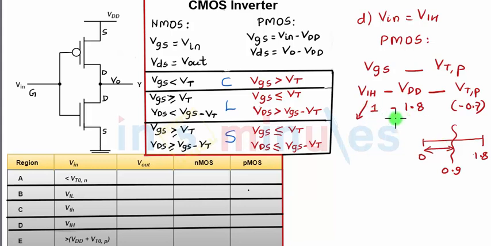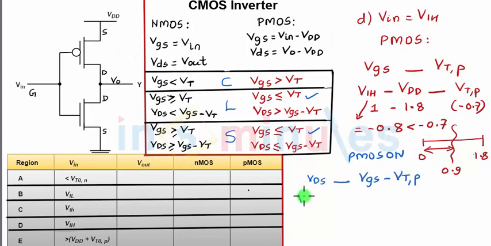So 1 minus 1.8 is minus 0.8, which will be less than minus 0.7. So this clearly shows that my PMOS transistor is on. What we need to identify is the region of operation, whether it's in linear or in saturation. Let's really do that. VDS for PMOS is nothing but Vout minus VDD. VGS is Vin minus VDD minus VTP.